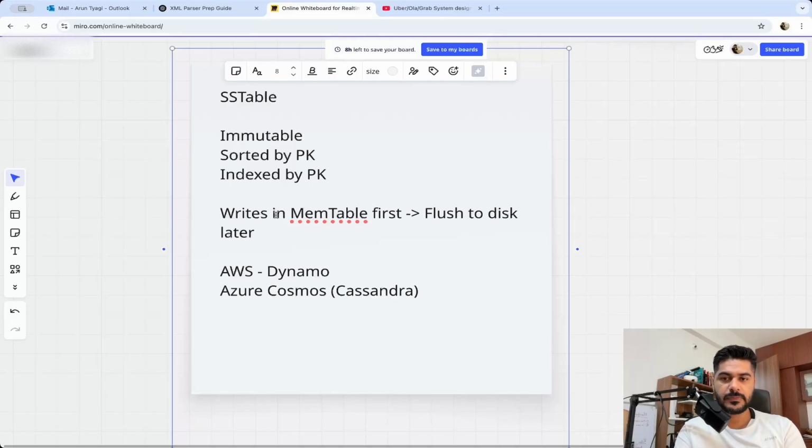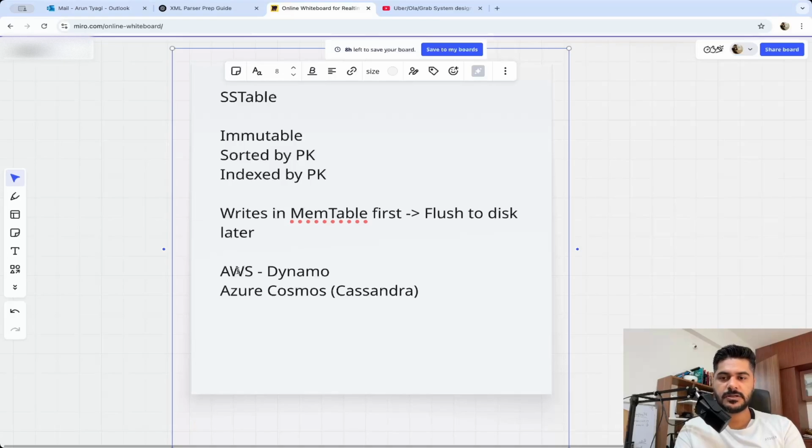Then it writes in memory first. So like in SSTable in Cassandra, we use a memtable first, and then it flushes into the disk when this memory table is full or memory is full. Hence, every time you are not writing into the disk.